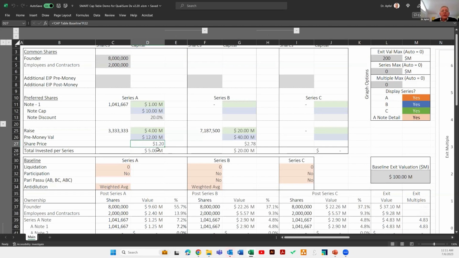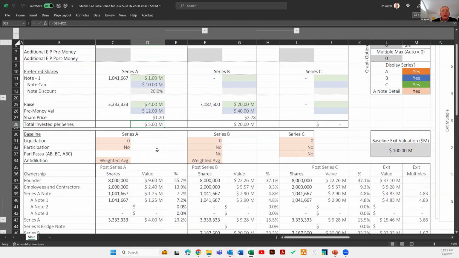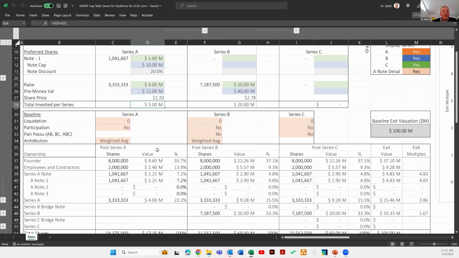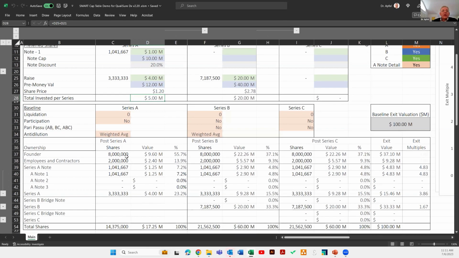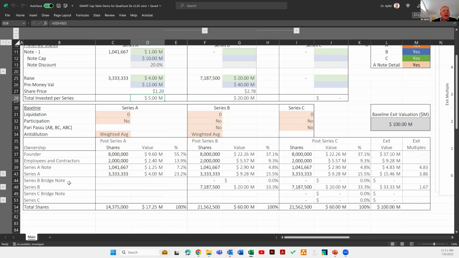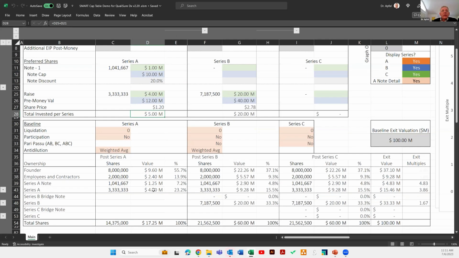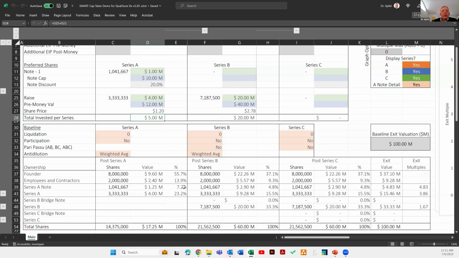And so the total investment would be 5 million. And then you would actually see what the ownership would be here. You would see that the note holder will have a 7% ownership, Series A 23%, employees and contractors 13%, etc.